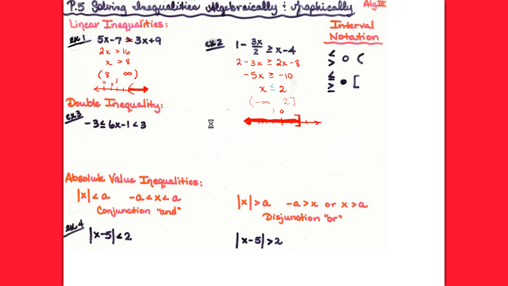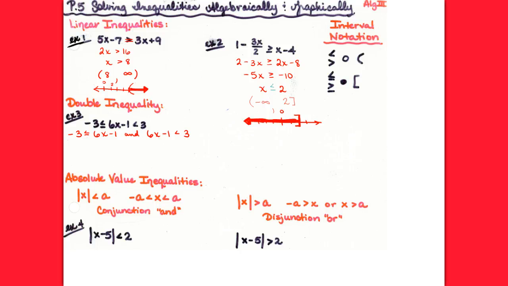All right, example 3, they give us a double inequality. It is exactly what it sounds like. It is 2 inequalities in one. As a matter of fact, if you want to break it apart into 2 separate pieces and work it as 2 separate problems, and then when you're done, just smash it back together again, you're welcome to do that. Or you're welcome to work with it in its joined together form. Either way you want to go.